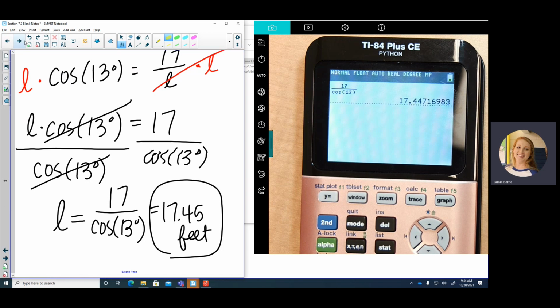My best advice for this section is to draw a picture, fill in everything you know, and then use SOHCAHTOA to figure out which trig function you should be using.